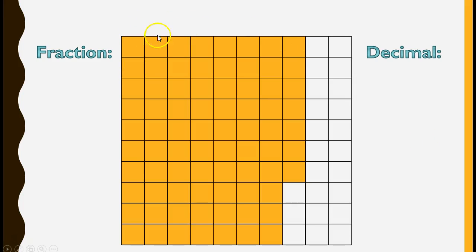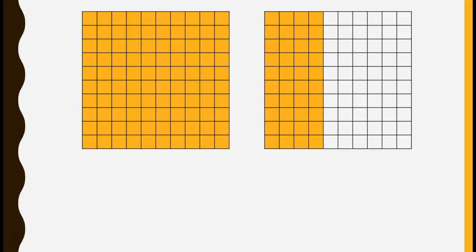Well, this is 1, 2, 3, 4, 5, 6, 7 rows of 10. And then 1, 2, 3, 4, 5, 6, 7. Okay, so that is 77 out of 100. 77 hundredths. So then if you wrote that as a decimal, 77 hundredths. Very good. All right, so now here's a challenge for you. Here's a model. Look at this one.